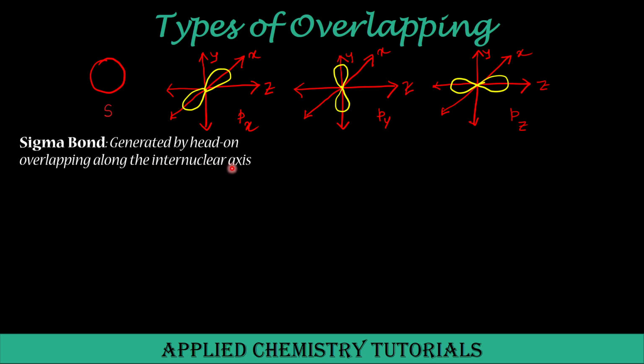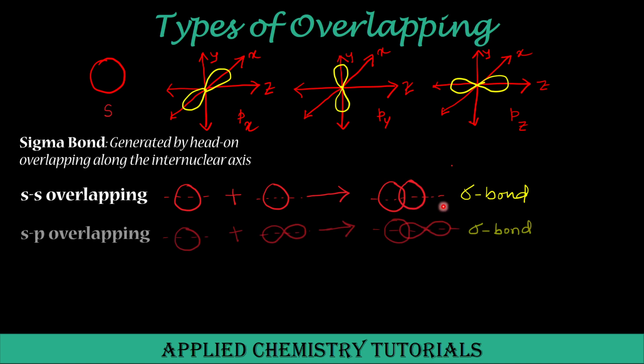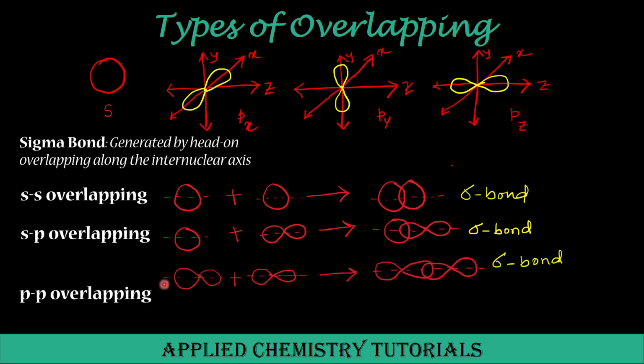There are three types of sigma bond. The first one is formed due to ss overlapping, where two spherical s orbitals overlap with each other. Then sp overlapping, due to the overlapping of s and p orbitals, and pp overlapping, where two p orbitals oriented along the same internuclear axis can overlap to form a pp sigma bond.